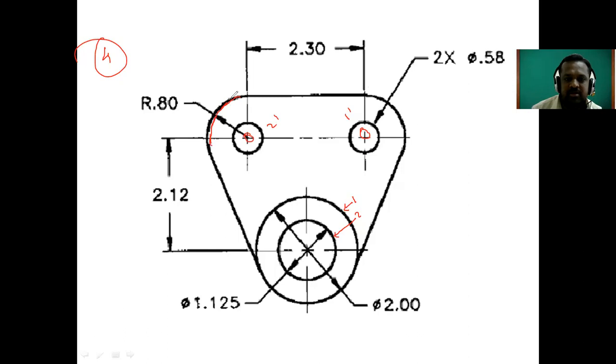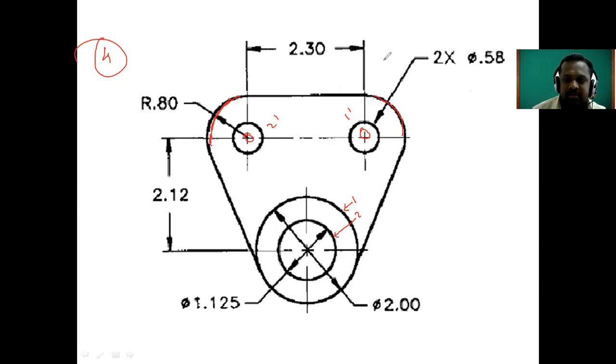Can anybody tell me how to draw this part? By using fillet. Which radius? Which command do we require here? 10 radius. We took such an example in the last lecture, and we have to follow the same process.